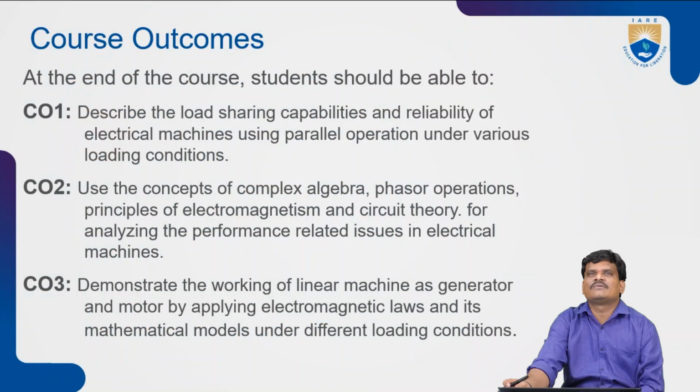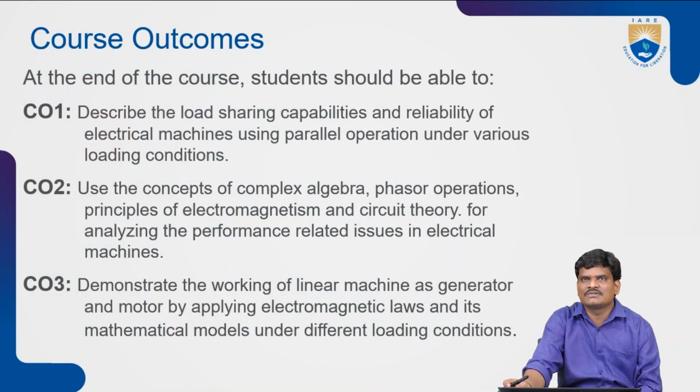Before going to discuss the content of this course, I want to make a note of the course outcomes, that is, what the student is going to learn after the completion of this course called DC machines and transformers. There are 6 COs designed for this subject, and CO1 describes the load sharing capabilities and reliability of electrical machines, that is, under various load conditions, how my electrical machine is going to work. Various load conditions means half load, full load, 1/4 load, 3/4 load; how my machine is going to work under these different conditions. This is the first thing you are going to get.